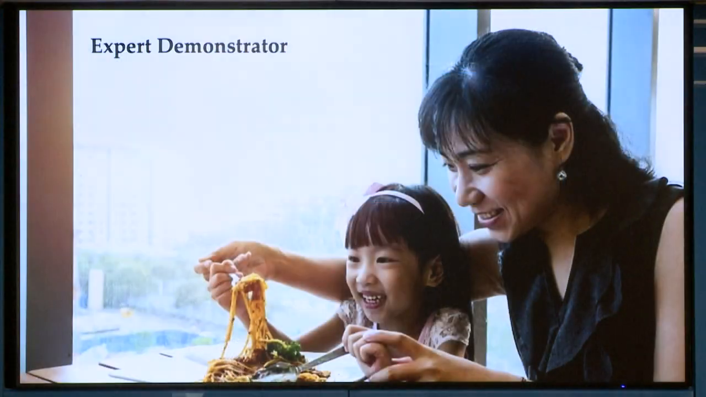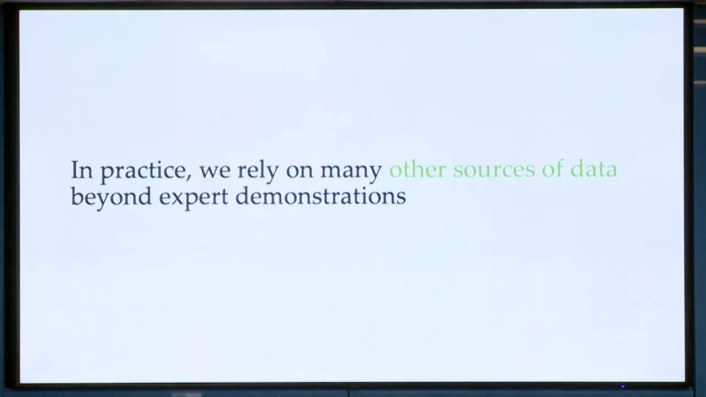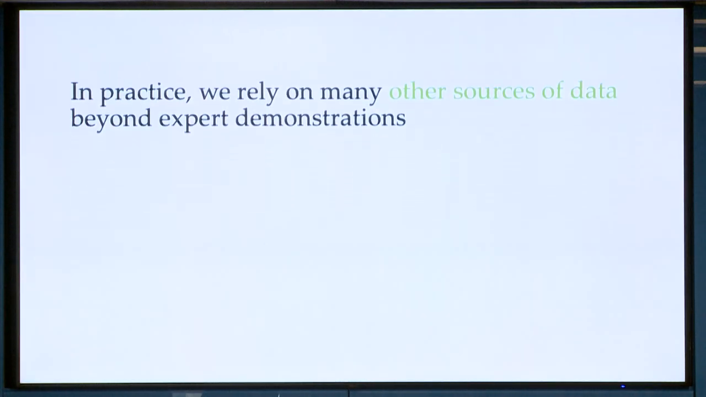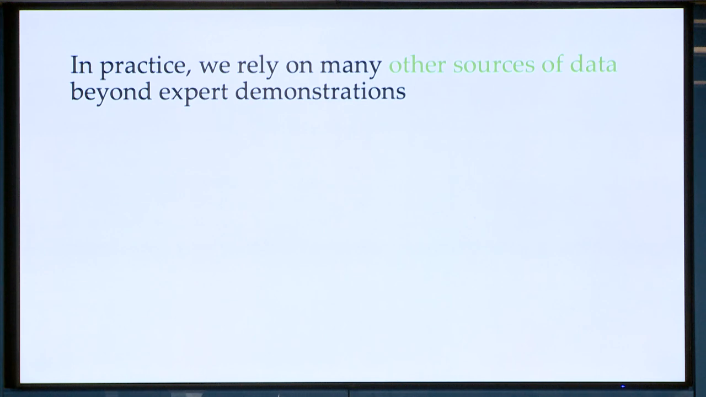And we might look at human children, how do we as humans learn how to eat as a child, right? A lot of times we rely on expert demonstrators. We might have a parent or a caregiver who even kinesthetically shows us how to pick up a piece of food. But a lot of other times, we tap into many of these other sources of data. We don't necessarily always learn just from expert demonstrations.